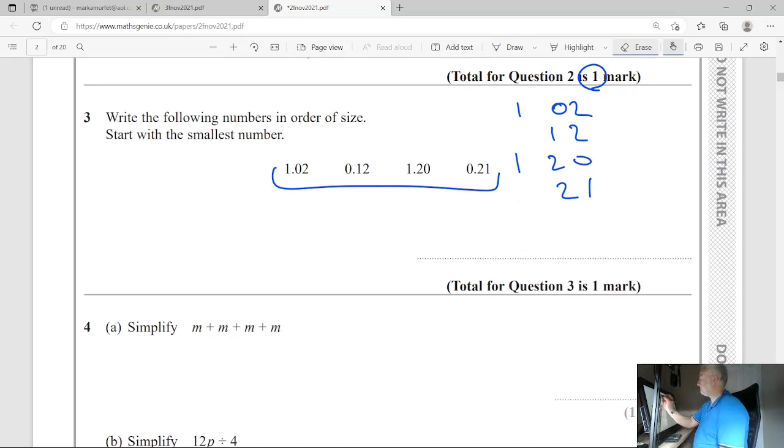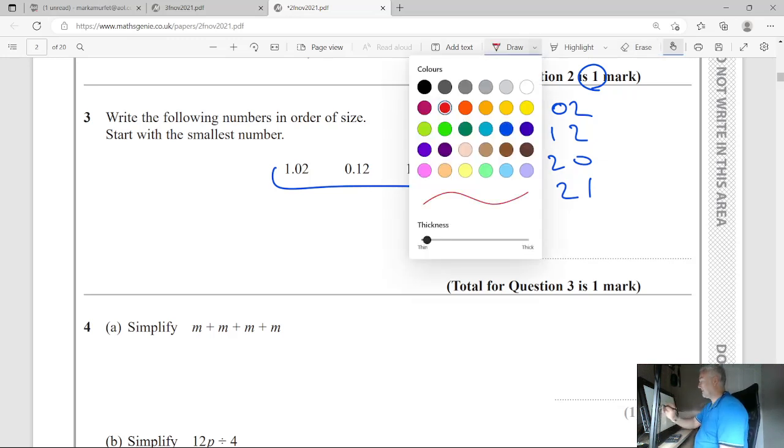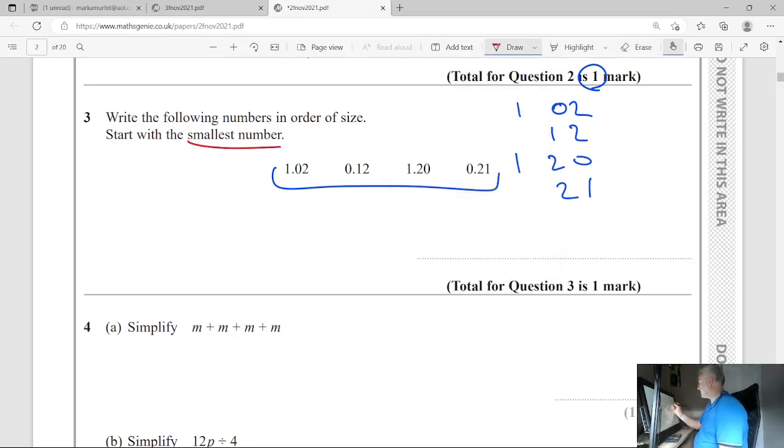Now, we're just looking to say which is my smallest number we're starting with. So my smallest number, is it 102, 12, 120 or 21? Well, my smallest is 12, my second smallest is 21, my third smallest is 102, and my fourth smallest is 120. So that's turned it from being something that maybe you get confused with the decimal place into being really, really straightforward.